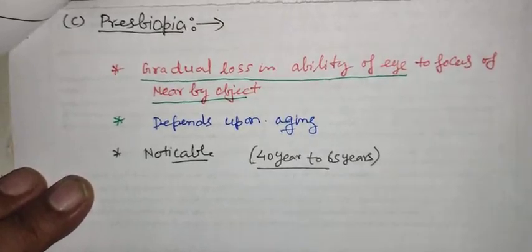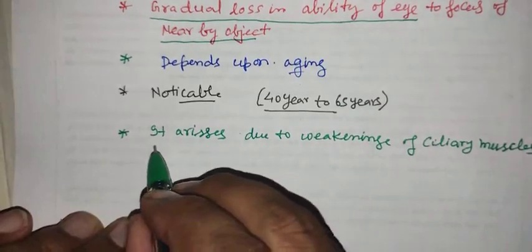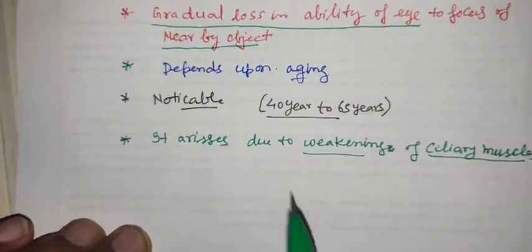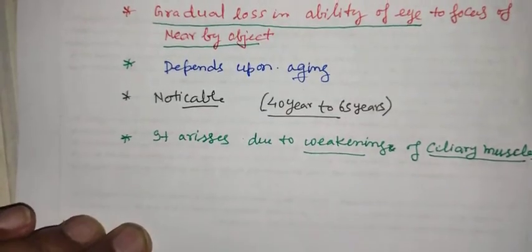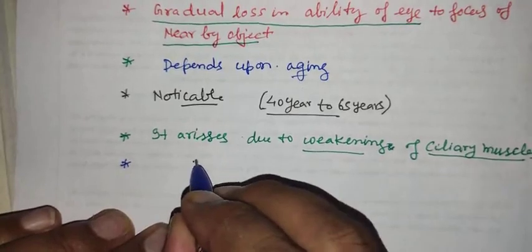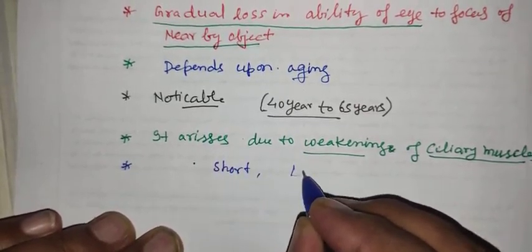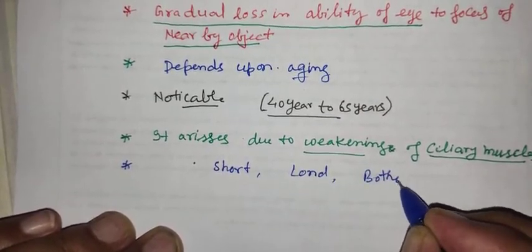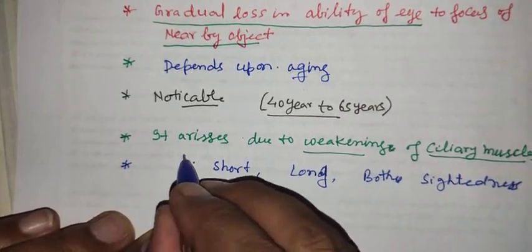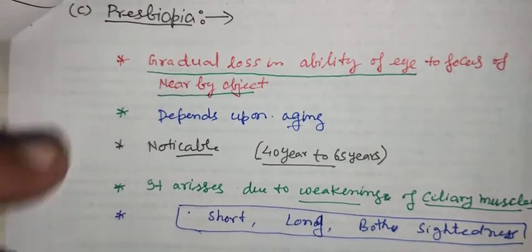It is a common problem. It arises due to the ciliary muscles of the human eye becoming weak at the age of 40 to 65. A person suffering from this sometimes has both problems, becoming myopic and hypermetropic, meaning both short and long sightedness. Usually it occurs in a person having the problem of presbyopia.